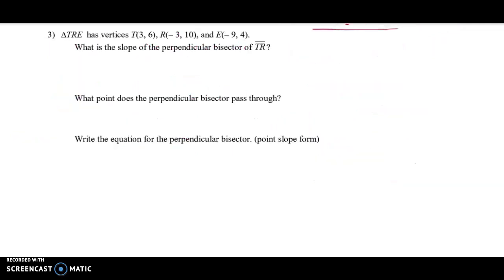Okay, tired yet? Because here goes one more. So triangle TRE has vertices 3, 6, negative 3, 10, and negative 9, 4. So I'll draw again another triangle. Okay, the slope of the perpendicular bisector of TR.